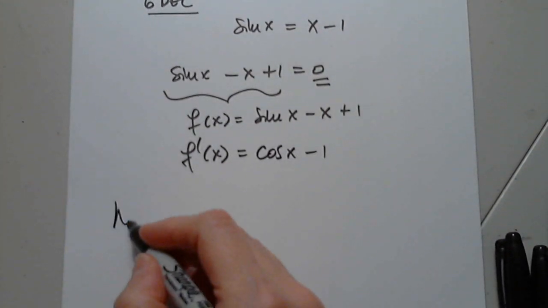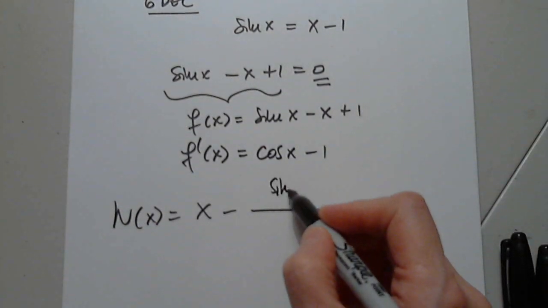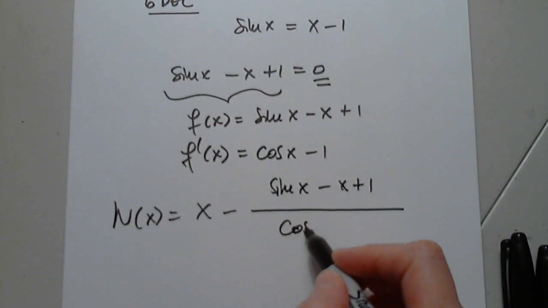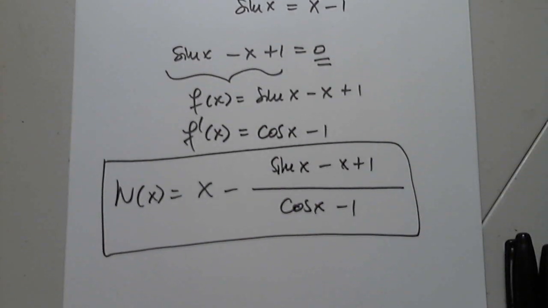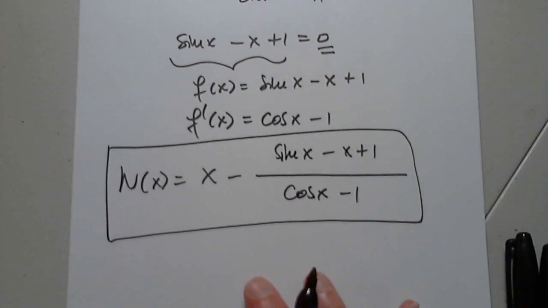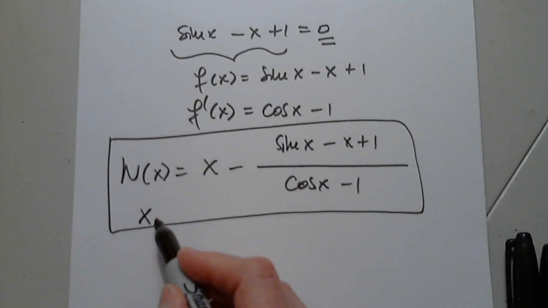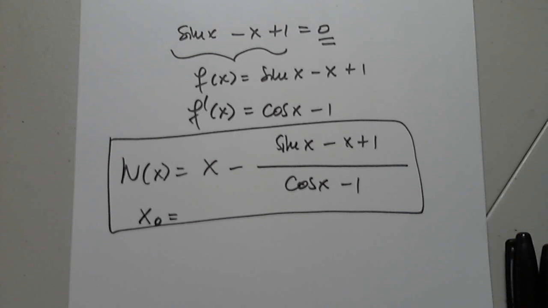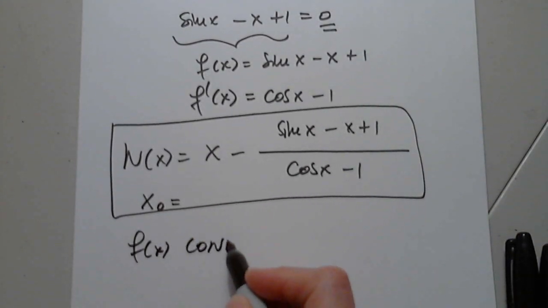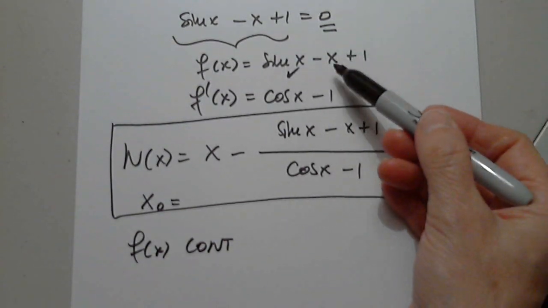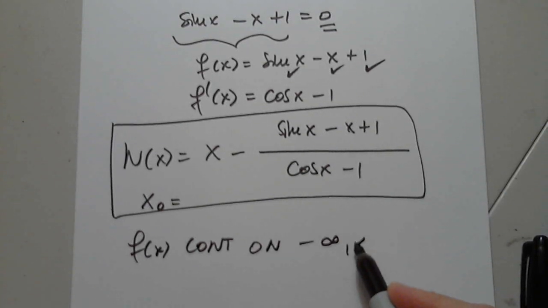And remember, the Newton's function should be this. This is Newton's function that we will put in when and if we find the interval. We haven't found the interval yet because we need to find or pick the initial value. Okay, so now I will say f of x is continuous, because sine is continuous everywhere, negative x is continuous everywhere, 1 is continuous everywhere, on negative infinity to infinity.